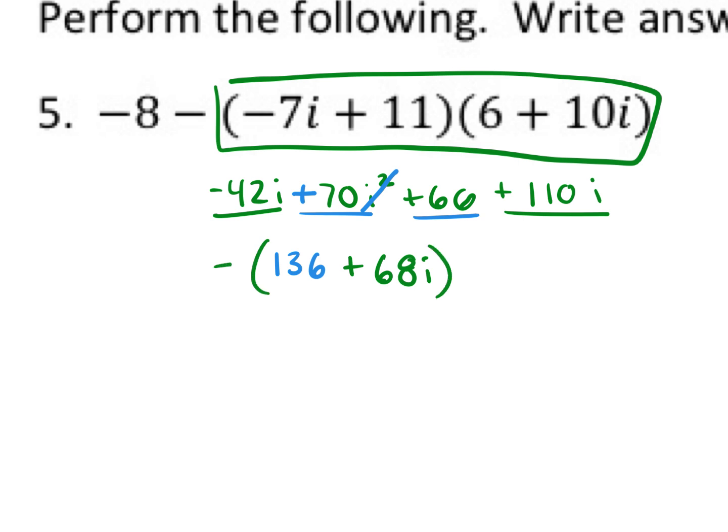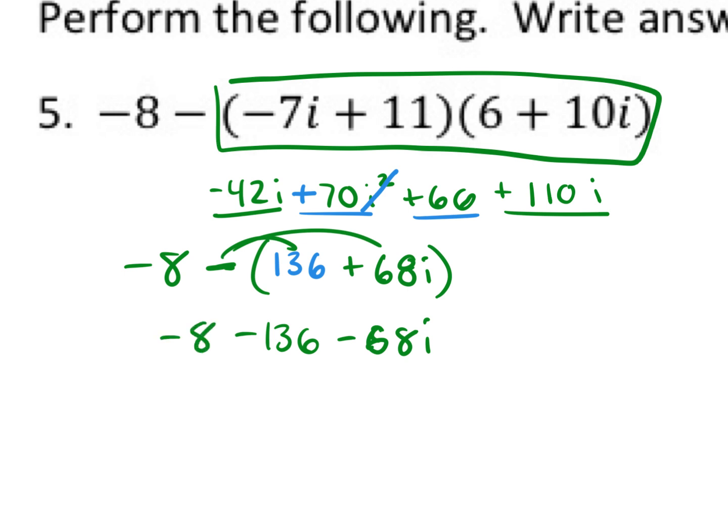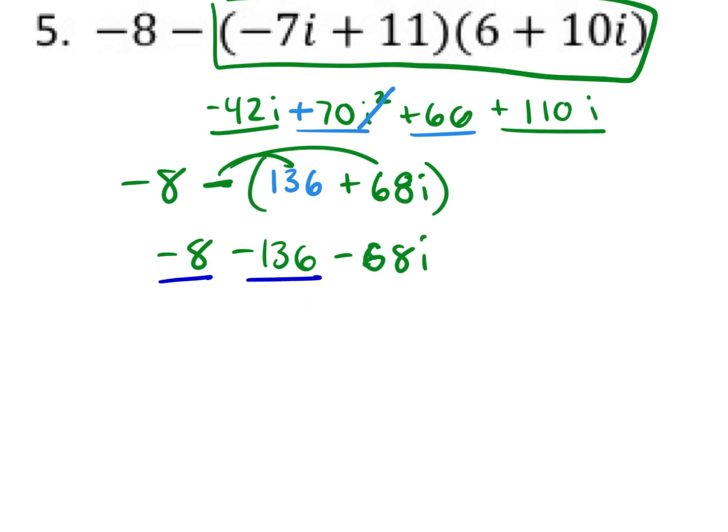Perfect. And then I still have that negative on the outside and the -8. So I have to distribute that negative. So it becomes -136 minus 68i. And that -8. So again, we're going to combine our like terms, combine the real parts together. So -144 minus 68i.